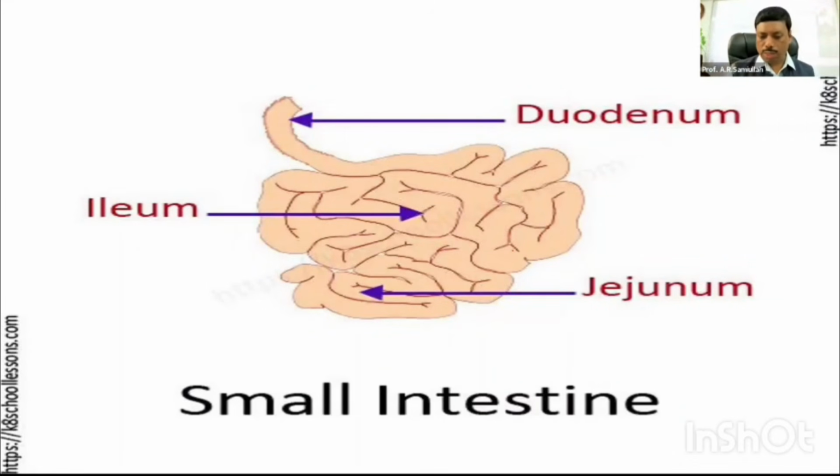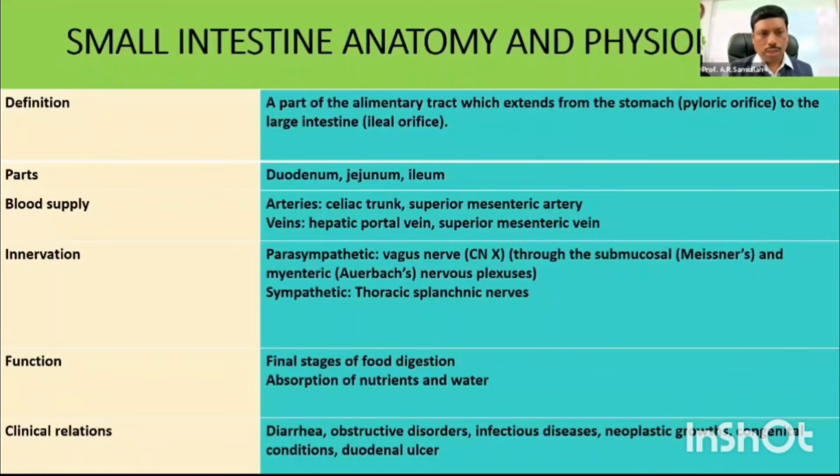So this is the major physiological aspect. For the duodenum and jejunum, what are the blood supplies to these particular intestines? The arteries are the celiac trunk, the mesenteric artery, the hepatic portal vein, and the superior mesenteric vein. So remember always, the artery which supplies the colon is known as the mesenteric artery.